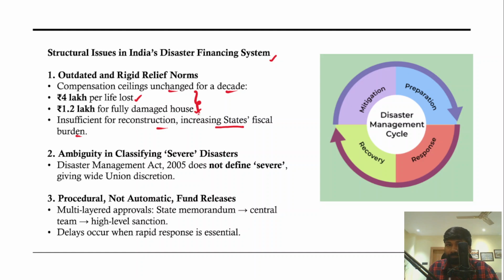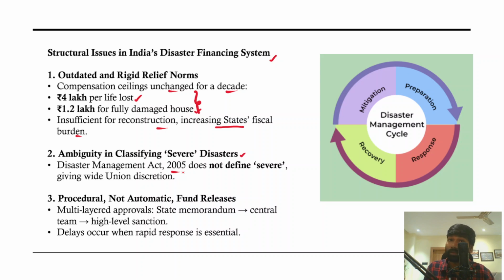And apart from that, there is also an ambiguity in classifying severe disasters. For example, the Disaster Management Act 2005 does not define what constitutes a severe disaster, right? So therefore, it actually provides the union government a wider discretion to define a disaster as a severe disaster. Now, wider discretion for the central government actually means that the center may not provide relief compensation for all the disasters that the state governments have been facing.